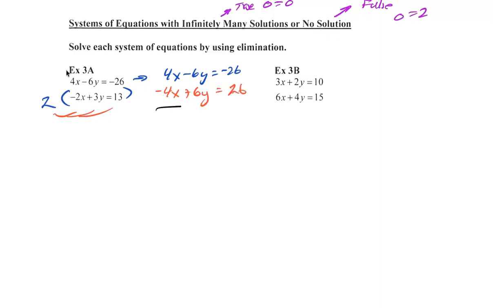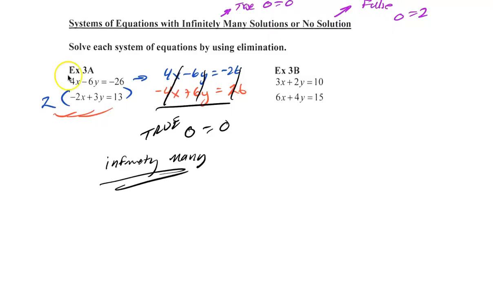And if you notice, what happens when I add them? These cancel, those cancel, and these cancel. We get 0 = 0, which is a true statement. True, spelled correctly. So it's infinitely many solutions. Right, so again, just like all the other times, if you get a true statement, then it's infinitely many. If you get a false statement, which I'm imagining this one would be, you get no solution.